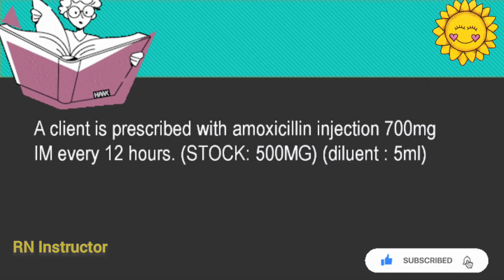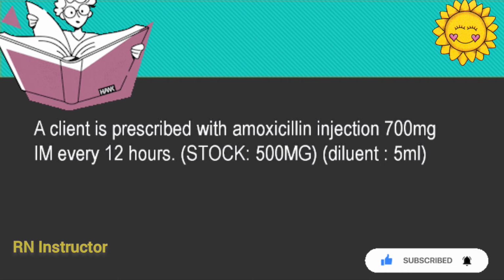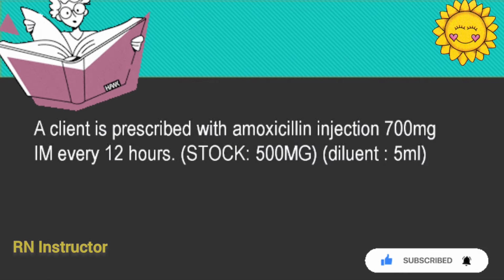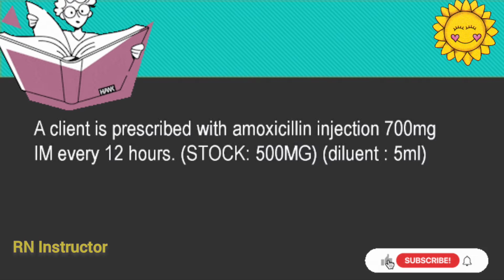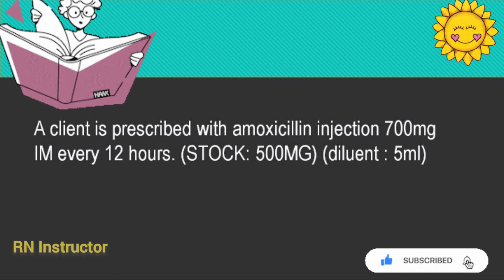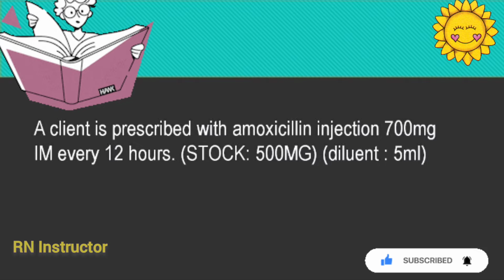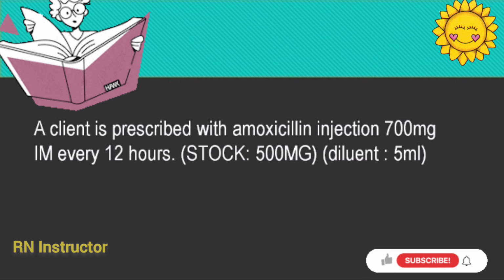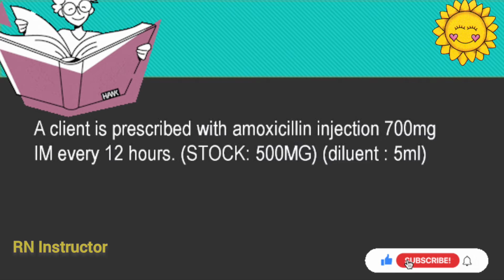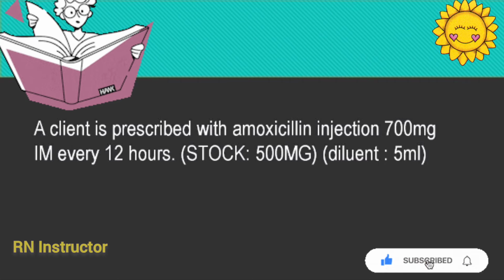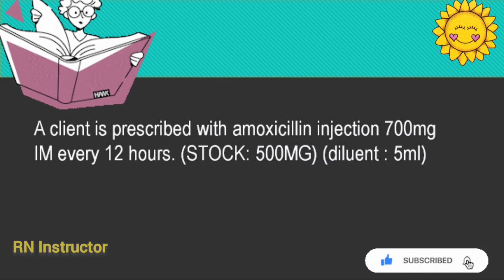A client is prescribed amoxicillin injection 700 mg IM every 12 hours. Stock on hand is 500 mg, to be diluted with 5 ml of normal saline or distilled water. So here you need to make sure when you are reading your question what the desired dose is, that is your doctor's order. Okay, then what is your stock in hand?